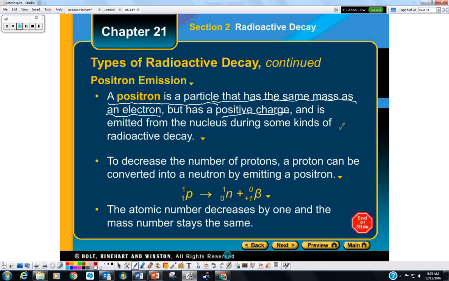So when we're looking at this, to decrease the number of protons, a proton can be converted into a neutron by emitting a positron. So in the last one, in beta, a neutron was converted into a proton, and in positron emission, a proton is converted into a neutron.